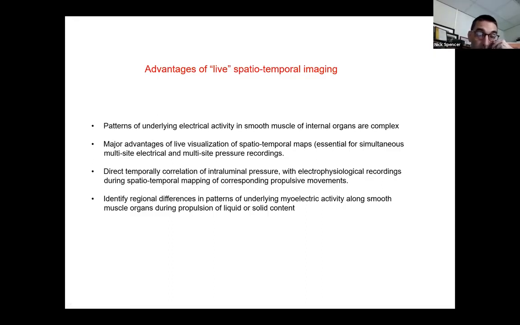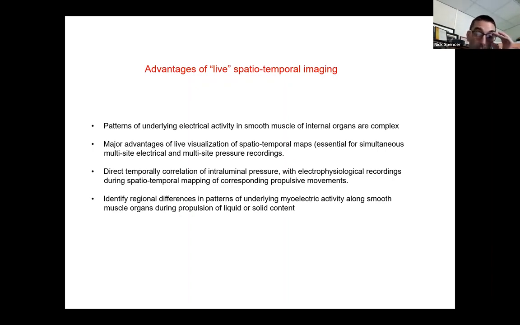So the patterns of electrical activity in the smooth muscle of internal organs are complex. There are major advantages of live visualization of spatiotemporal maps, and it's absolutely critical to have it live if you plan to do electrophysiology from even one site. I highly recommend you try multiple sites and with multiple pressure recordings. It's been extraordinarily insightful to us.